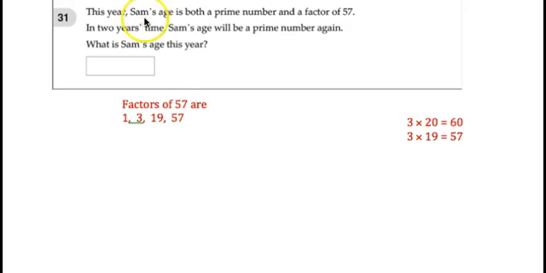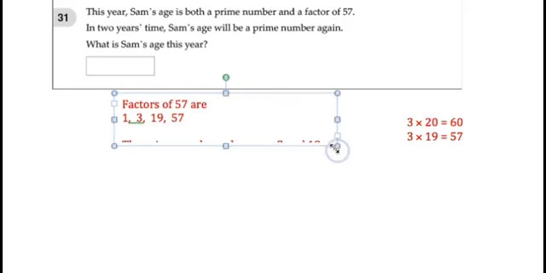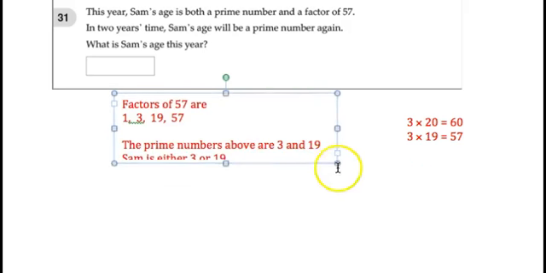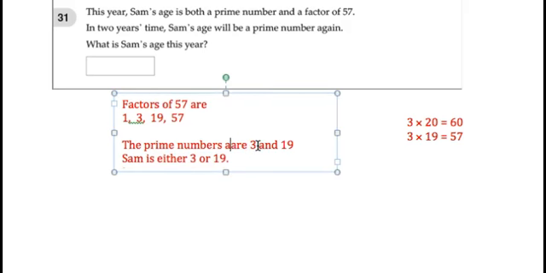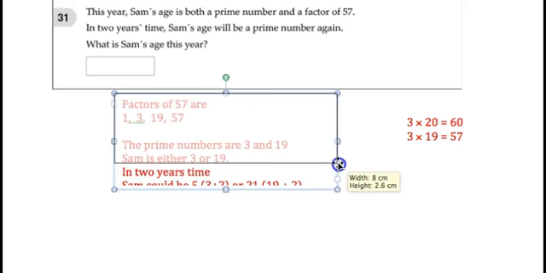So it says this year Sam's age is both a prime number and a factor of 57. Now, which of these are prime numbers? Well, 3 is prime and 19 is also prime. We know that 57 is not prime, okay? So the prime numbers from those above are 3 and 19. So therefore, Sam is either 3 or 19.